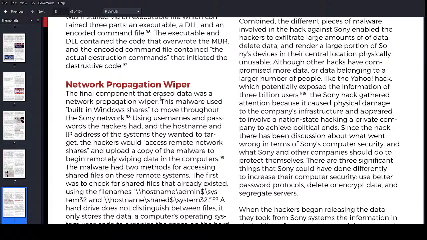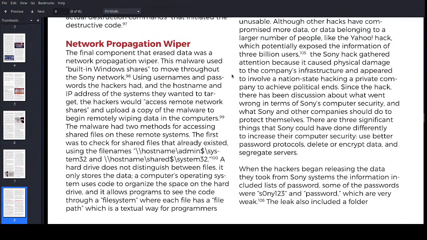Network propagation wiper. The final component that erased data was a network propagation wiper. This malware used built-in Windows shares to move throughout the Sony network. Using usernames and passwords the hackers had, and the host name and IP address of the systems they wanted to target, the hackers would access remote network shares and upload a copy of the malware to begin remotely wiping data in the computers. The malware had two methods for accessing shared files on these remote systems.